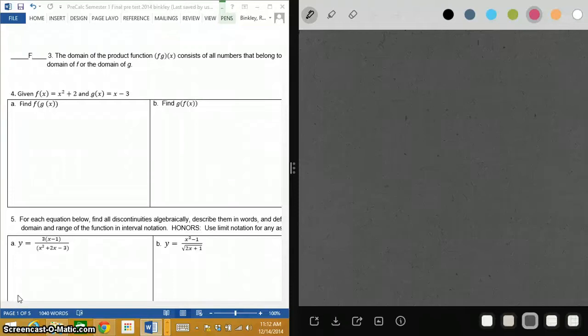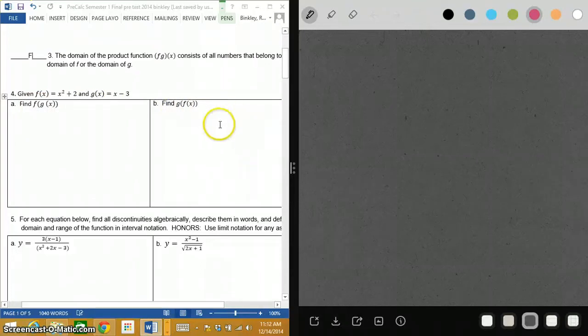Alright, you guys, finding compositions of functions. So if we have f of x equals x squared plus 2 and g of x equals x minus 3, we want to A, find f of g of x, and B, find g of f of x.